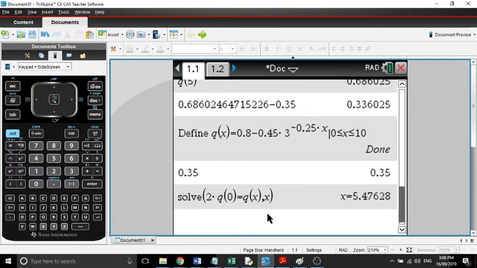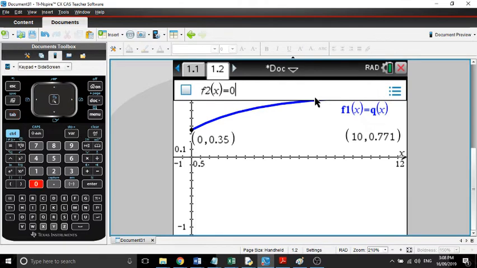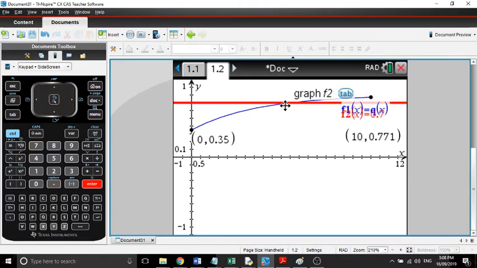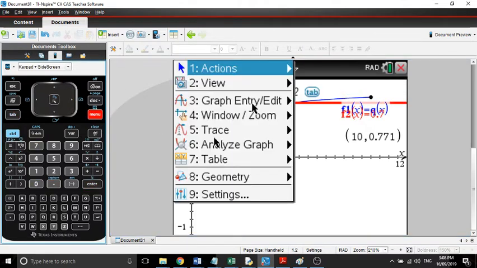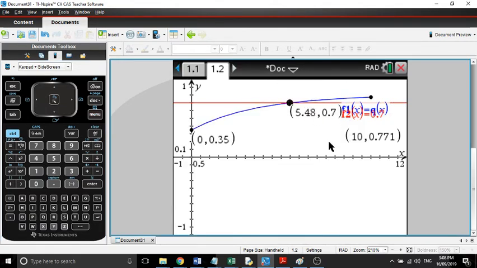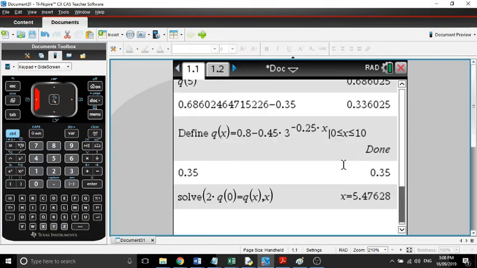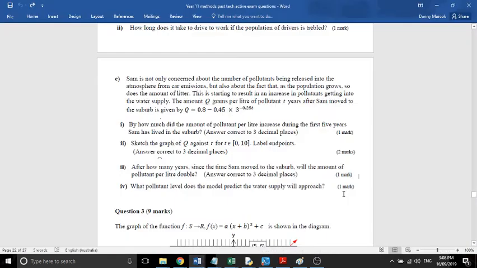So let's have a look at that on the graph. We're starting here at 0.35. We want to go to 0.7. There it is. And it looks like it should happen at about then. So let's analyze graph, intersection, 5.48. And we were told 5. Yeah, close enough.